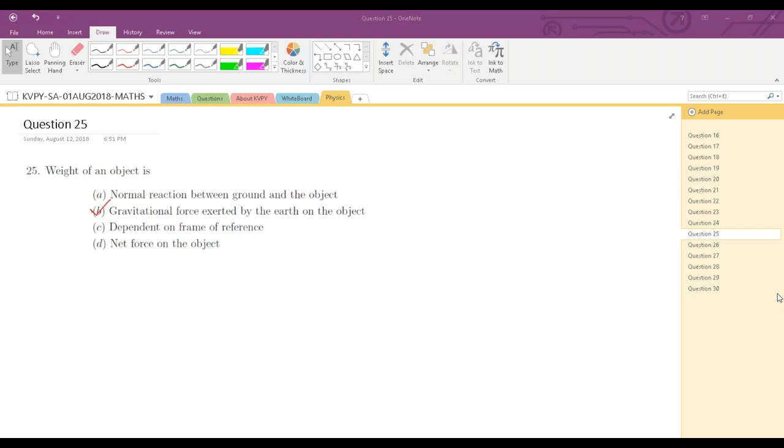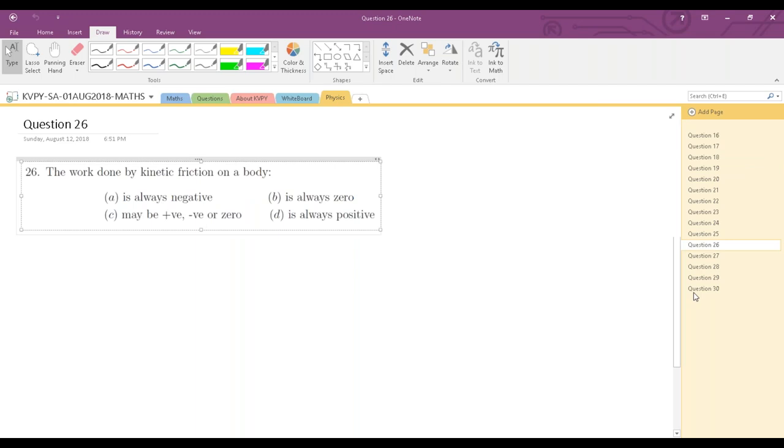It is not, right? And in fact, in view of this, I must say you look into the next question, and here the frame of reference plays a big role. The work done by kinetic friction on a body, whether it can be negative or positive, or it can be all the three, positive, negative, or zero. And as I suggested in the last class, you can send me your answer, what you think, because this question needs a very in-depth understanding of the frame of reference. Anyway, so I'm done with the questions for today.